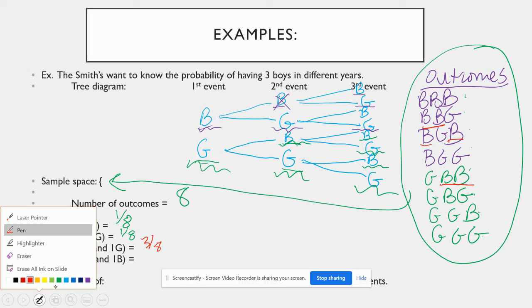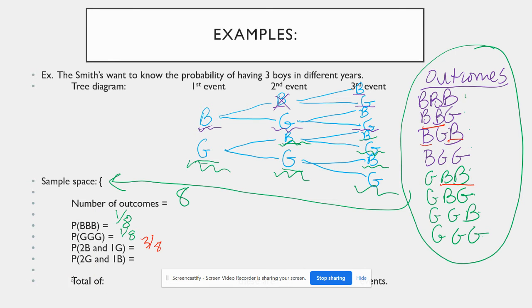Then it says that we have 2 girls and 1 boy. So 2 girls, and 2 girls. So that's again 3. So 3 out of 8. It's asking us for the total. So I'm going to do that above this screencastify bar here.